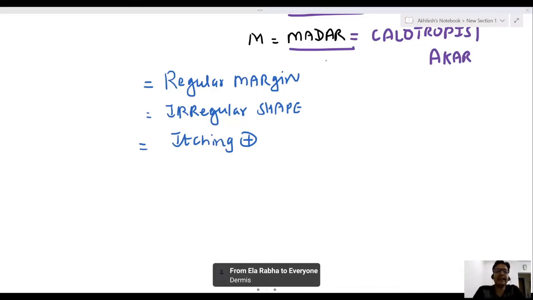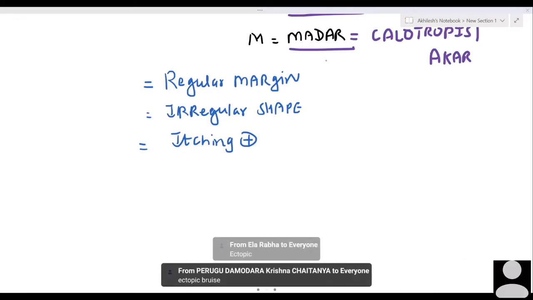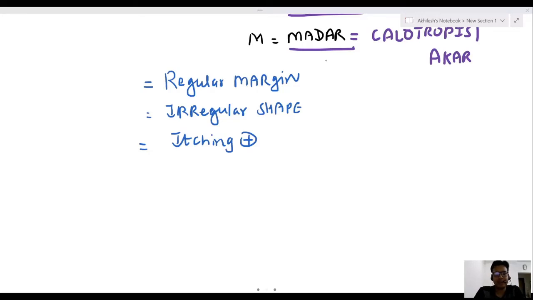Raccoon sign and battle sign are examples of pattern bruise, ectopic bruise, or artificial bruise? Ectopic bruise. Please keep your mic muted, friends, everyone gets disturbed. Ectopic and migratory bruise.